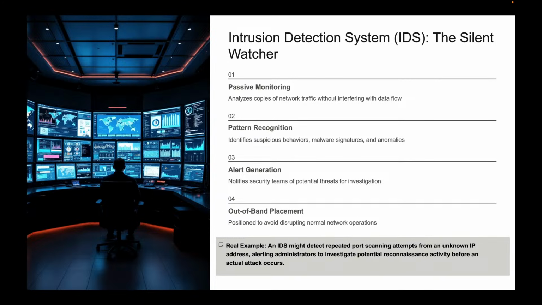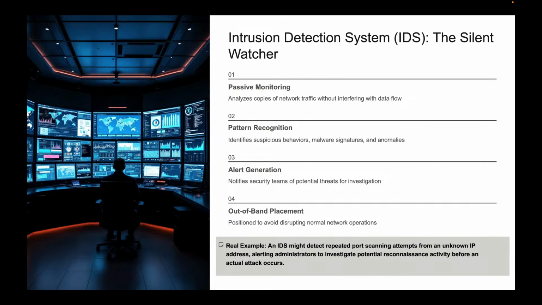The third one is alert generation. As I mentioned in pattern recognition, if it comes to know that some suspicious behavior or some malware has been injected through data packets or through some network connections, it has the right to create an alert, or it can give the alert to the persons who are working in security.